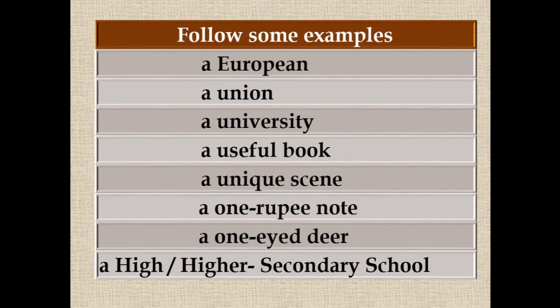Follow some examples. European, so E, U. Now a union, U. Then number 3, university, U. And number 4, useful, a useful book. And next, a unique scene. And then a one rupee note, wa. And then a one idea. And next we can see a high or higher secondary school.